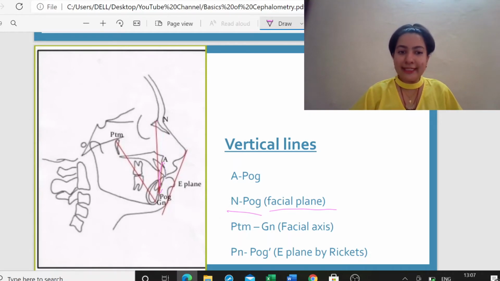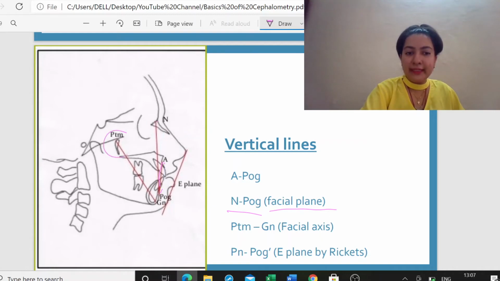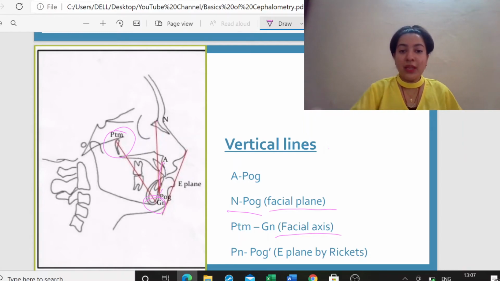Next vertical line is running from PTM to gnathion. So when these two landmarks, PTM and gnathion, are joined together, we get a vertical plane which is known as facial axis. N pogonion is your facial plane, PTM to gnathion is your facial axis. Students, please do not get confused in this. We have pogonion which is being used with APOG, NPOG, everything. But do not get confused. These are all different sets of vertical lines.